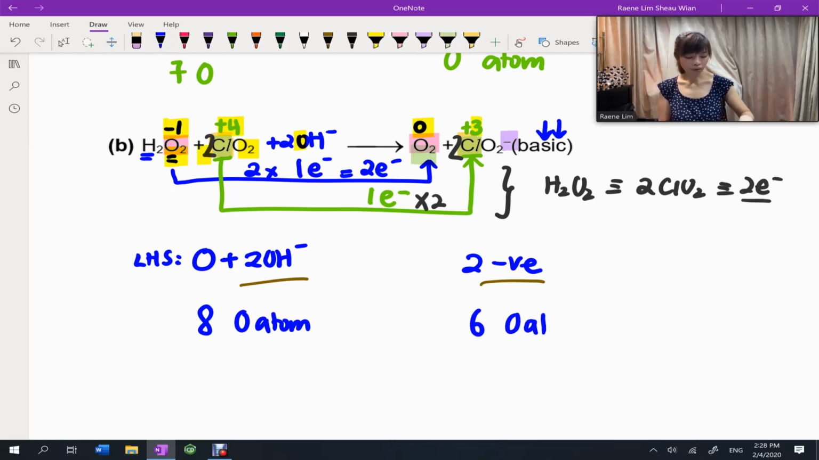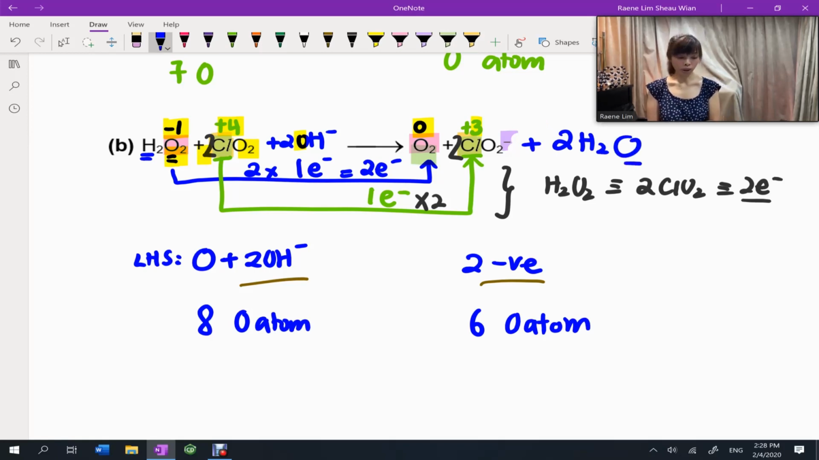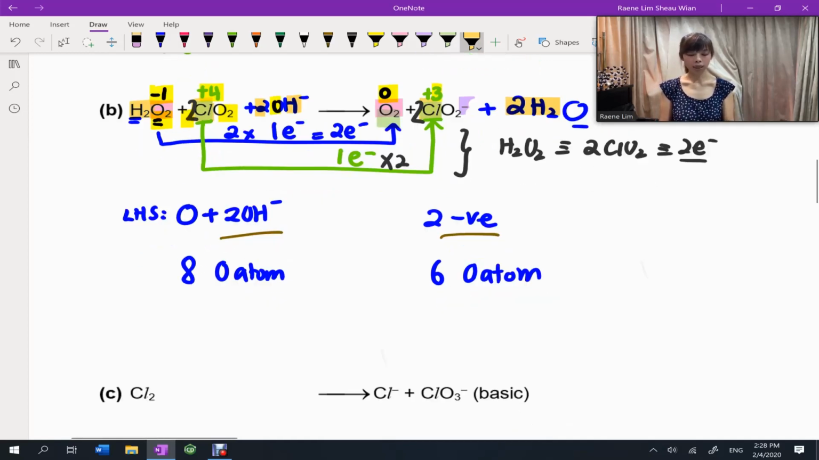And therefore, you have to add water on the right-hand side. So on the right-hand side, I have to top up with 2 units of water to balance the 2 oxygen. One last double check: your total number of hydrogen on the left should be 4, right? So 2 with the OH⁻ and 2 in the hydrogen peroxide. All right, so that's your balanced equation.